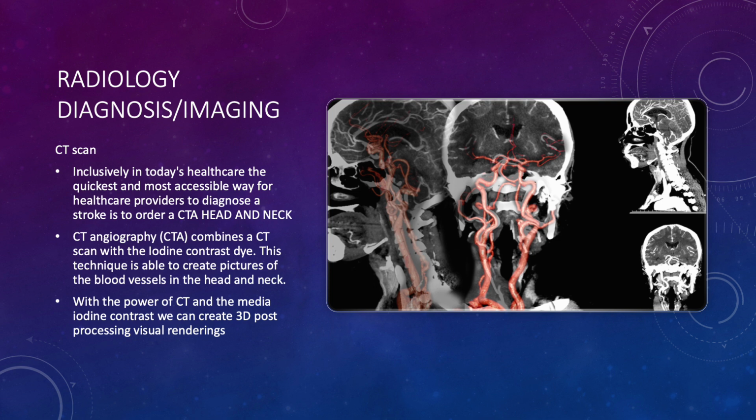When it comes to specifics, the type of order used in the diagnostic process is a CT angiography, specifically called a CTA head and neck. A CTA is different from a normal CT scan. A CTA scan combines an ordinary scan with iodine contrast at a higher volume. This technique is able to create pictures of blood vessels within the head and neck along with the soft tissue. With the power of CT and the iodine contrast, we can also create 3D post-processing visual renderings, which we will be discussing on another slide.